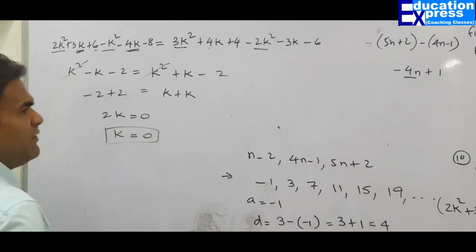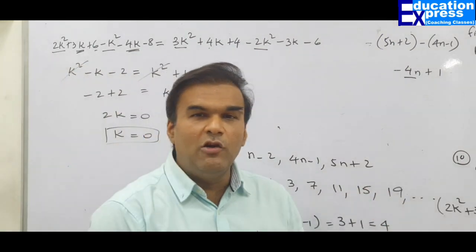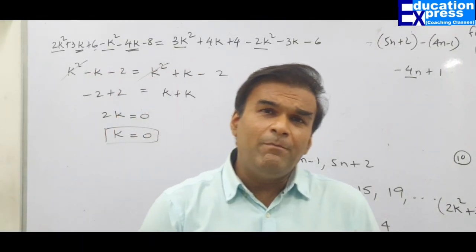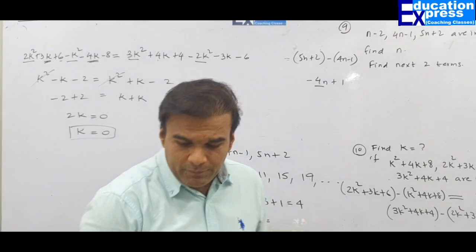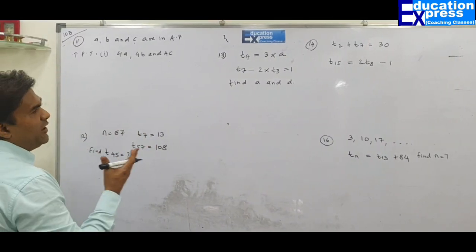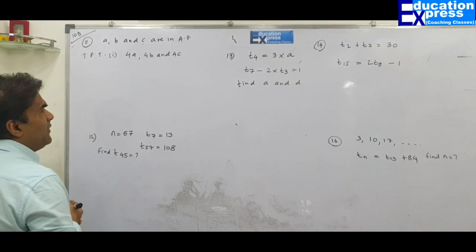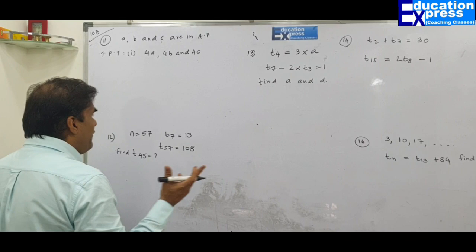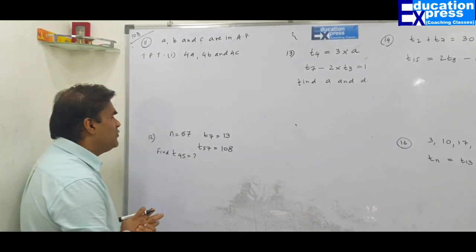So my dear friends, you have to find the value of k, and the value of k is 0. So it was a very simple question. Let's move on to the next question. Question number 11, 12, 13, 14, 15 and 16 are all very simple questions. May I have your attention, please, to see how easily we can do it.